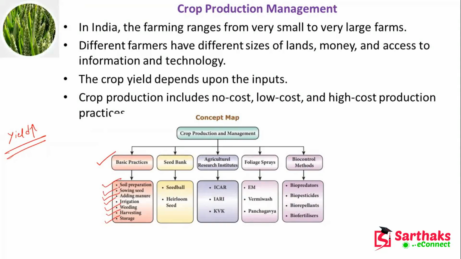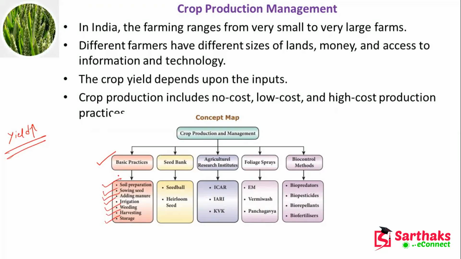These are the basic practices we have to do, and this is the first step of crop production management. Whenever you are going to cultivate the crop, first what you are doing? First you are preparing the soil. Next what you are doing? The seeds will be sown. Then what you are doing for the growth of the plant? You are adding some manure.